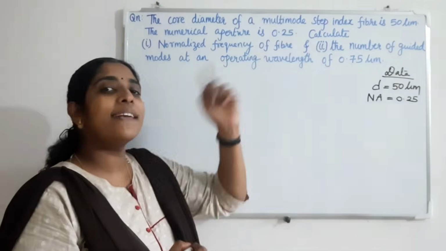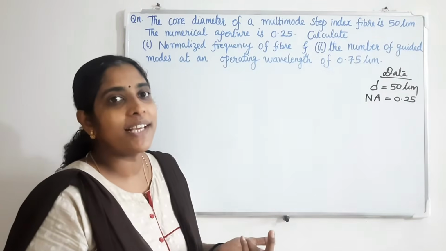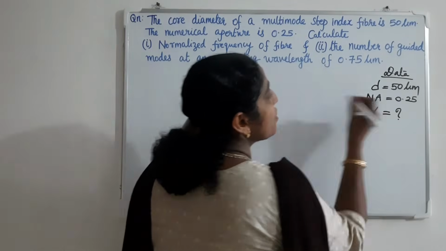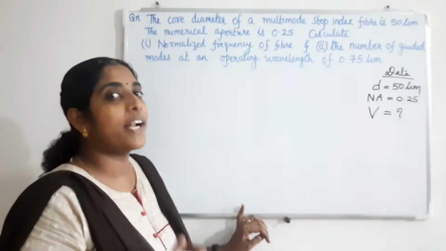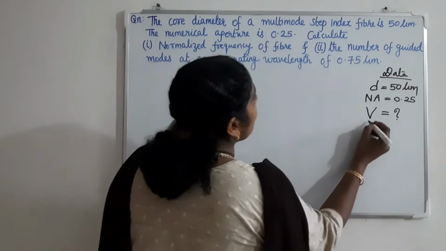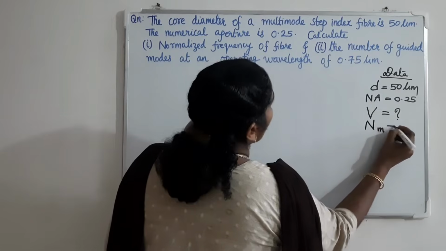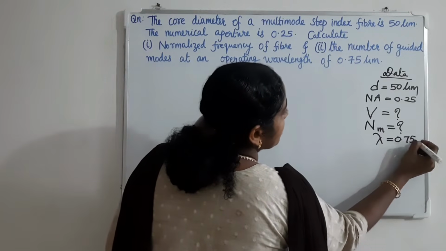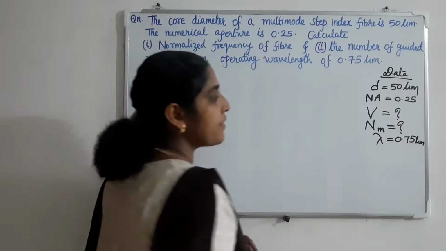Calculate the normalized frequency. What is the meaning of normalized frequency? That is same as V number. V number is also known as normalized frequency or cutoff frequency. Second, the number of guided modes at an operating wavelength of 0.75 micrometer. That is, wavelength lambda is equal to 0.75 micrometer.